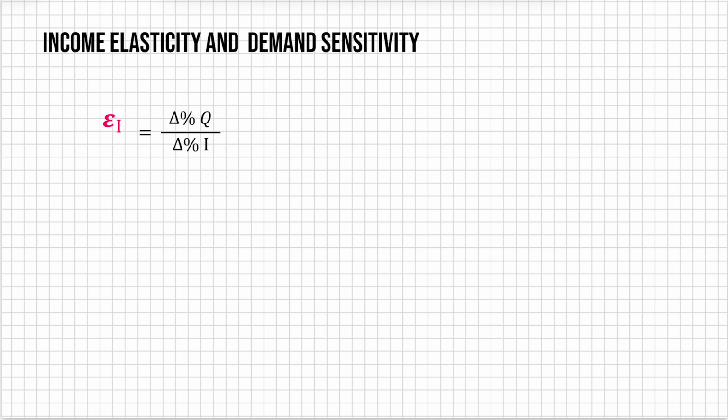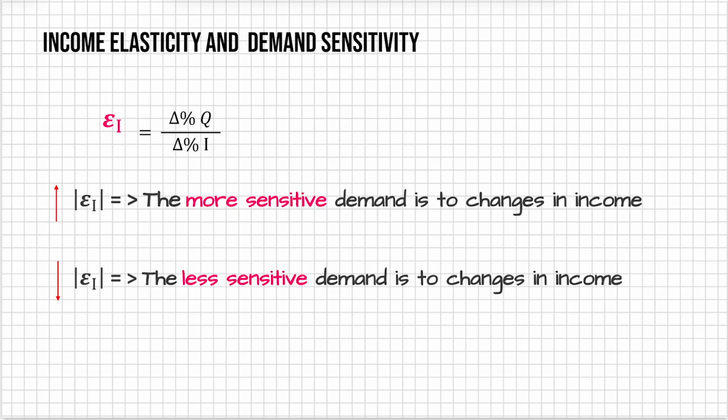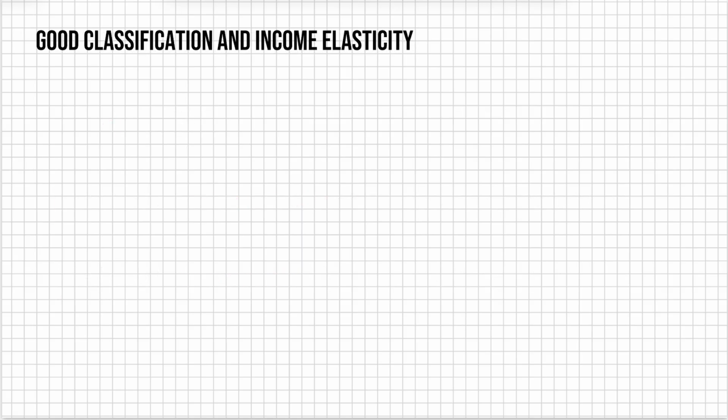The bigger income elasticity is in absolute value, whether it's very negative or very positive, the more sensitive demand is to changes in income, and the smaller it is, the closer to zero, the less sensitive demand is. So how do we classify a good based on its income elasticity? If income elasticity is less than zero, it's an inferior good. Quantity demanded and income move in opposite directions. If it's greater than zero, it's a normal good.